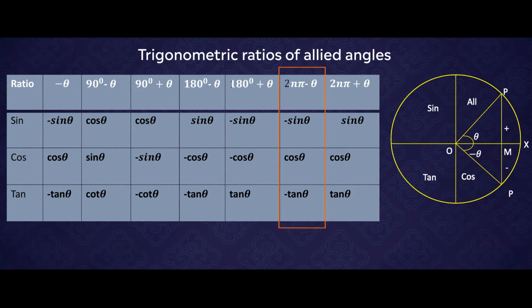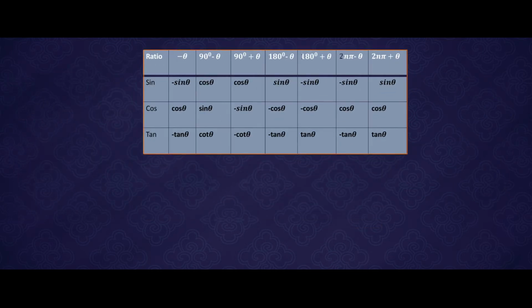2n pi minus theta: n represents the number of rotations. If n is even, that will be 360 degree minus theta, which means it comes in the fourth quadrant. Like that, cos will be positive. Similarly, 2n pi plus theta depends on even and odd numbers of rotations, and then theta means it comes in the first quadrant. So with that, you can use this table to find the value of this function.